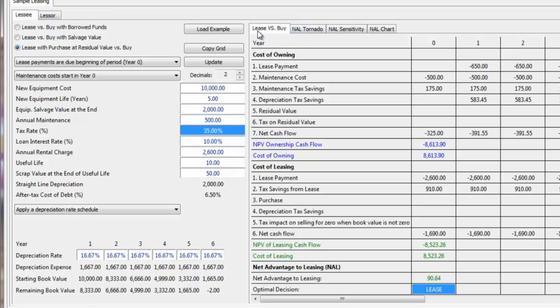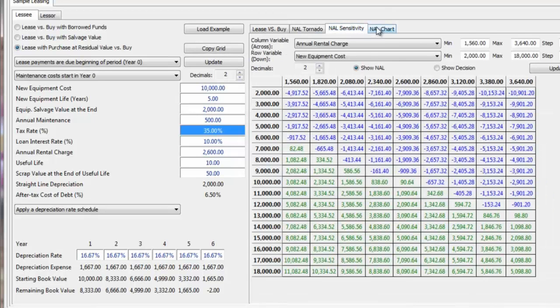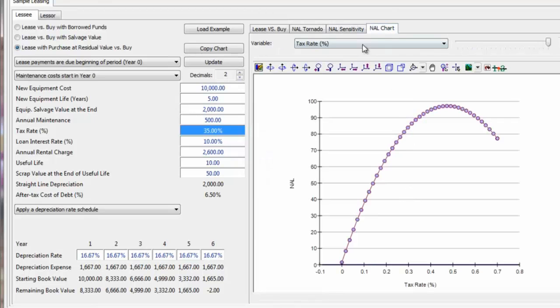In this case, you can also look at not just the lease versus buy cash flow analysis, but also a tornado analysis and make a decision on which input drives the decision the most, some sensitivity analysis, and of course the net advantage to leasing in this case, whether it is positive or negative. And notice that when the tax rate is a little bit higher or too low, your NAL is actually a little bit less, so you're better off leasing and so forth if your tax rate is at some optimal rate.